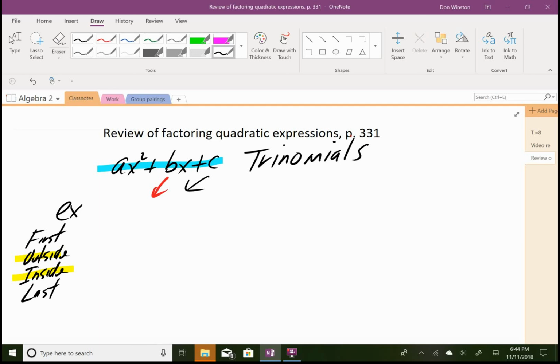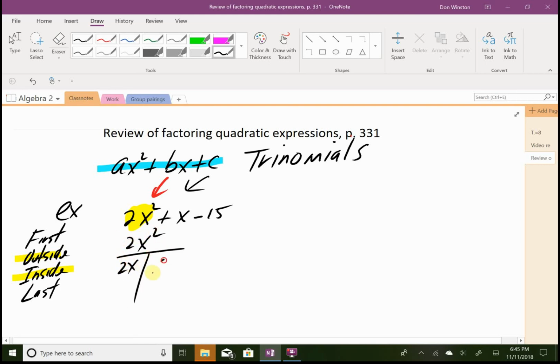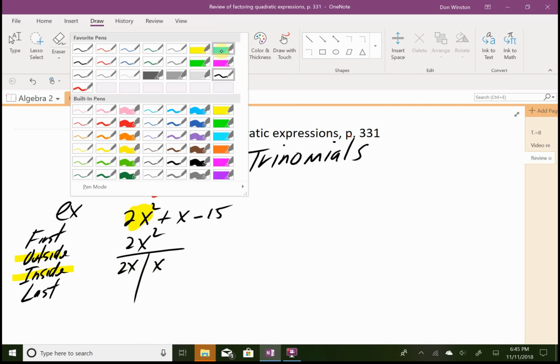So here, let's take a look at this one here: 2x squared plus x minus 15. Again, my leading coefficient is not 1. It's 2. So we're going to take this term, keeping in mind that it will give us our outside and inside terms when we FOIL. So here's 2x squared. Let's find all the factors for 2x squared. Well, 2x and x.